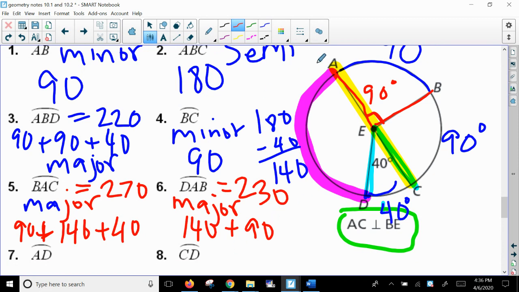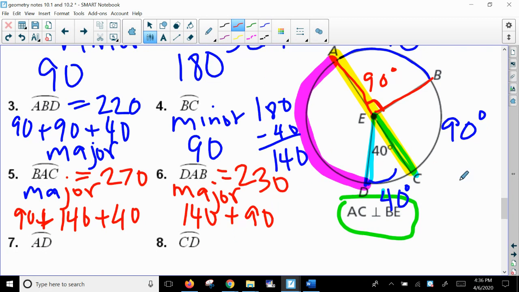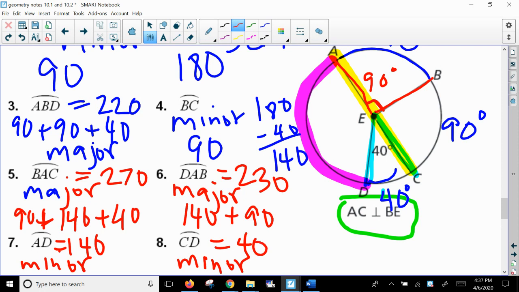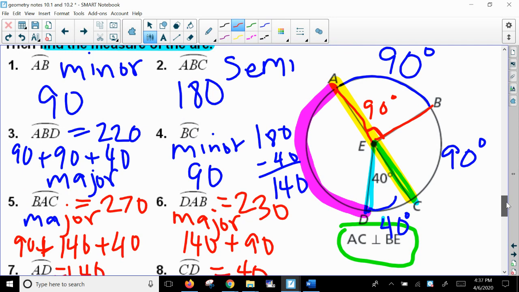Number 7, arc AD. That's my purple arc. You know that is a minor arc. And we already found how much it is, 140. And number 8, arc CD. We know that's a minor arc. And we already found how much it equals, which is 40. So the important thing to remember, people, the full circle is 360. Half the circle is 180. Other than that, we're just adding and subtracting. That's all.